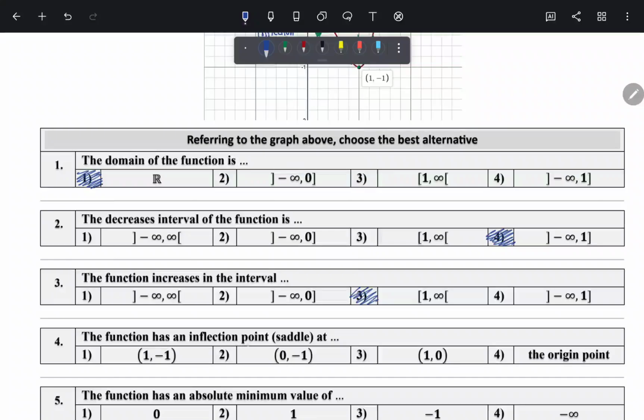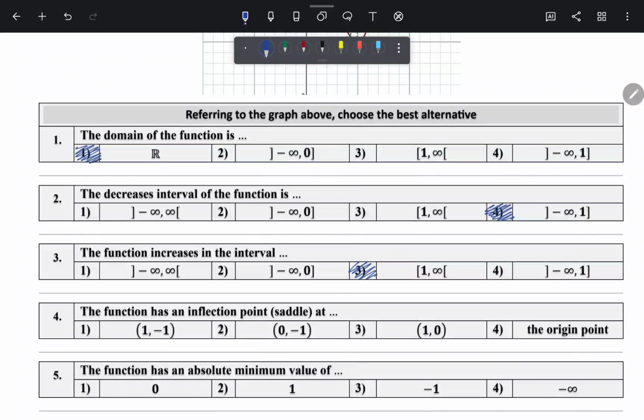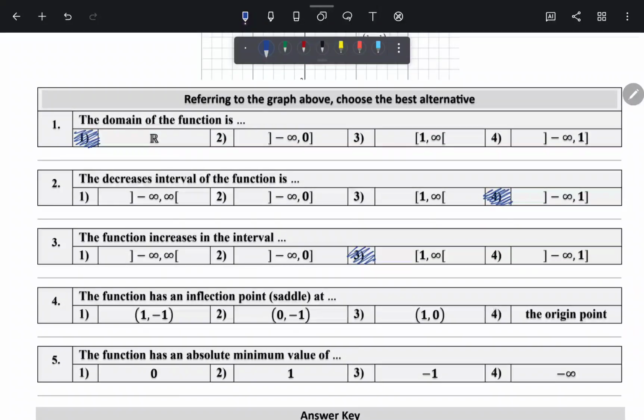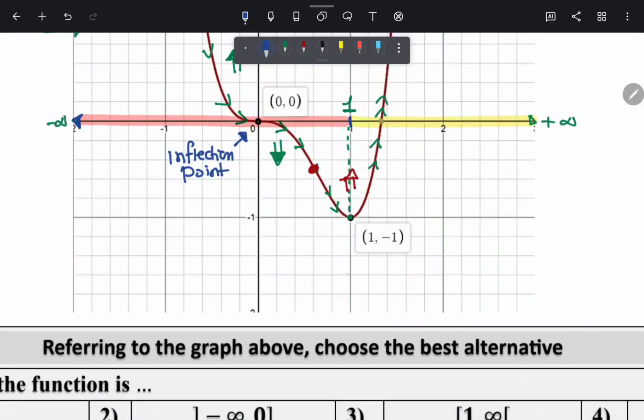Where's the inflection point? There's an inflection point which is a saddle inflection point. فين قلنا؟ At 0. 0 and 0. Inflection point. And the inflection point, the origin point يعني 0 0. Where is the minimum? Minimum 1 negative 1. Decrease point increase. So بالضبط هذه هي المينيمم اللي هي at 1 and negative 1.